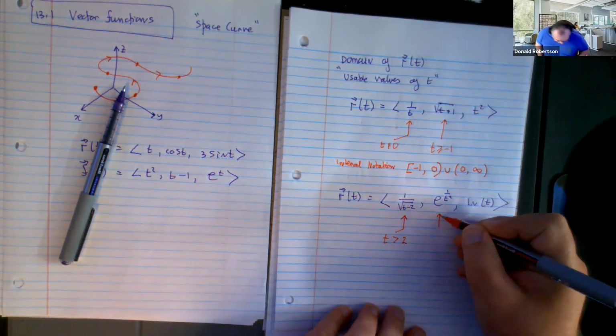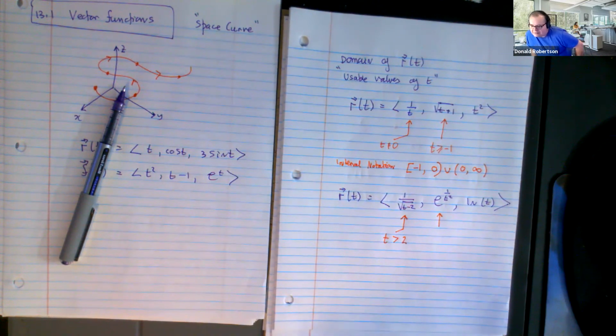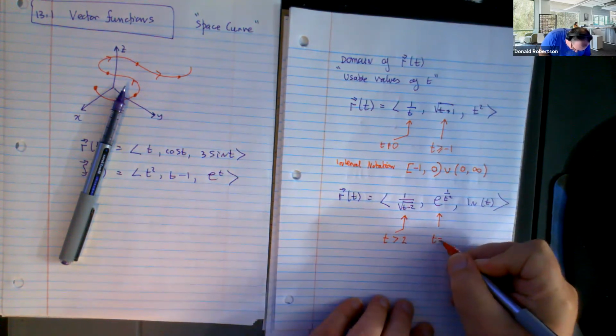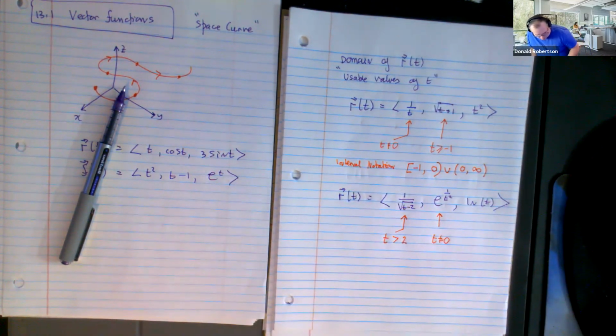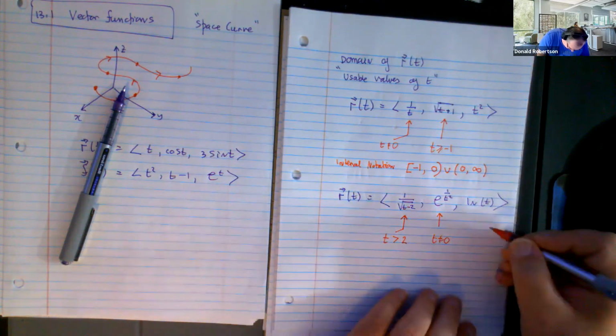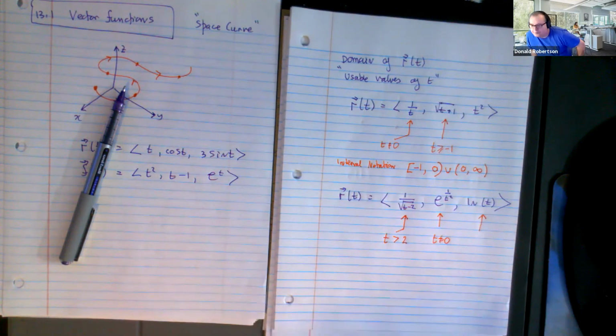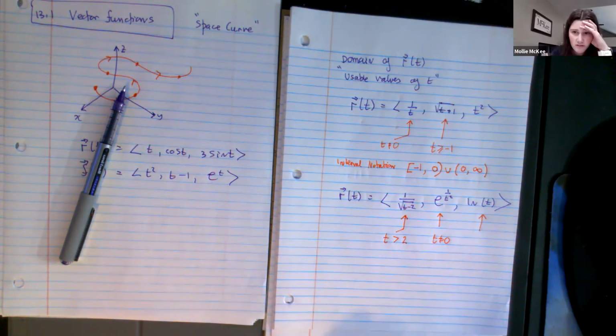What about e to the power of 1 over t squared? Any problems with that? Any value of t that could cause issues? You agree 0 causes problems? So I'll write that down as don't use 0. What about the natural log of t? For what values of t can you find the natural log of something? Don't they have to be positive? It does.